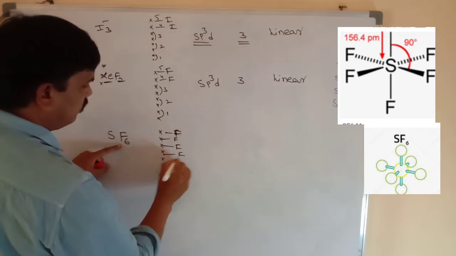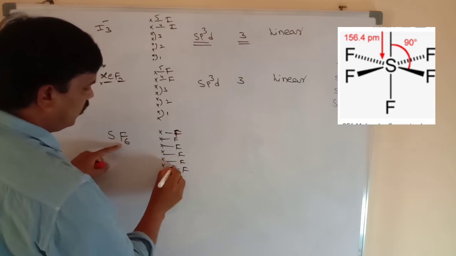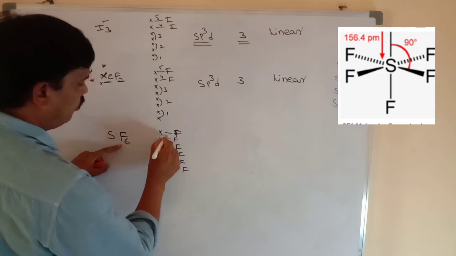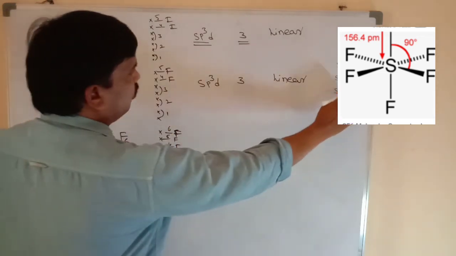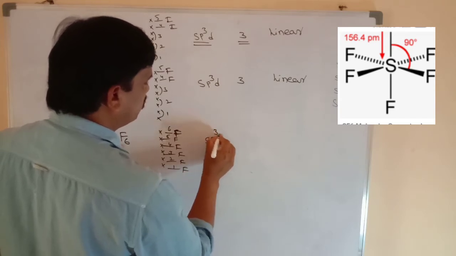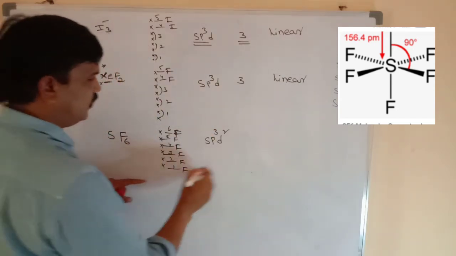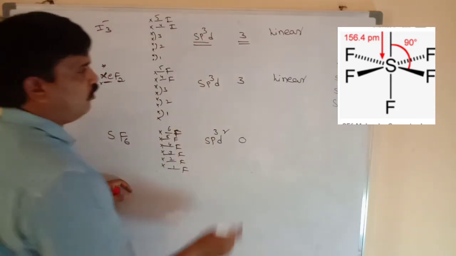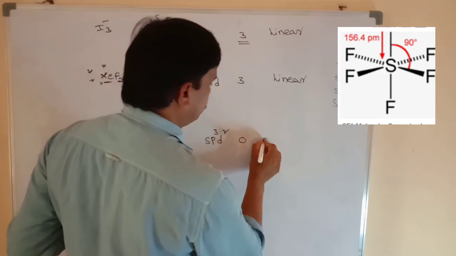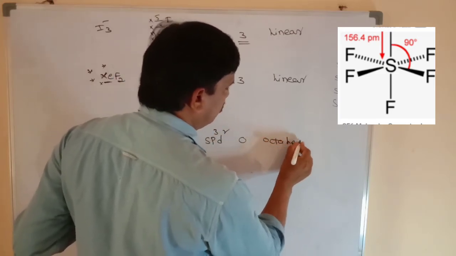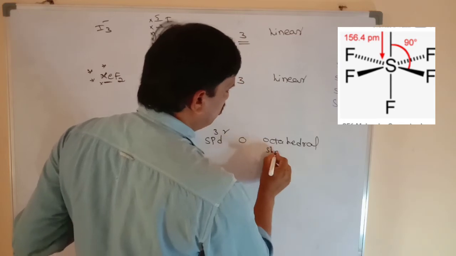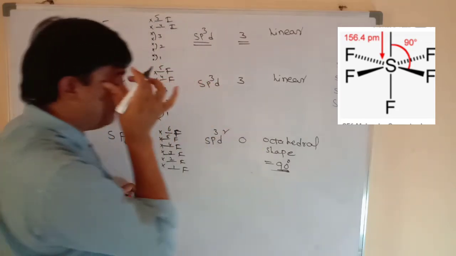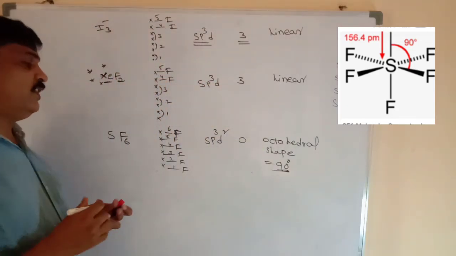So here 6 fluorines are there, each fluorine bonding with a single bond: 1, 2, 3, 4, 5, 6. Sum of powers equal to 6 means sp3d2. How many lone pairs are there? 0 lone pairs. So sp3d2, 0 lone pairs, and the shape of the molecule is octahedral. In the octahedral shape, all bond angles are equal to 90 degrees.